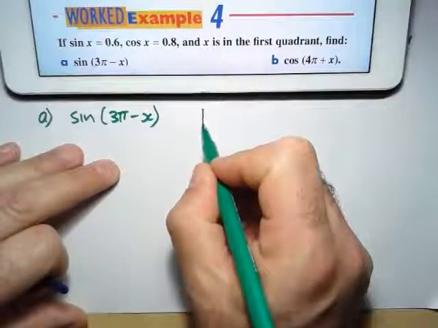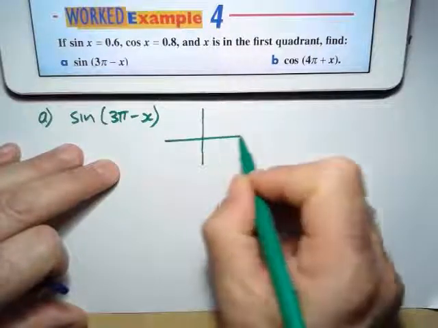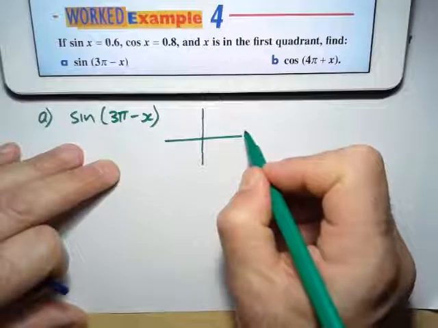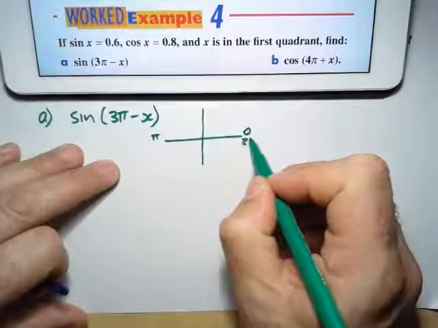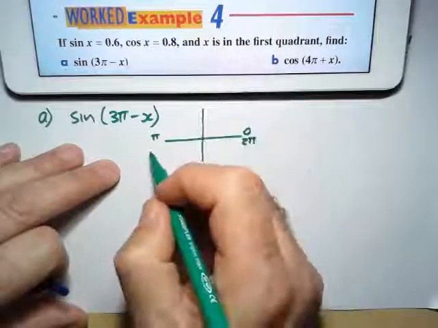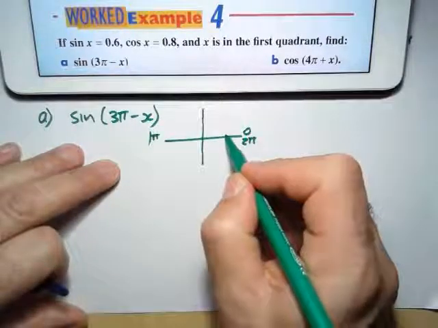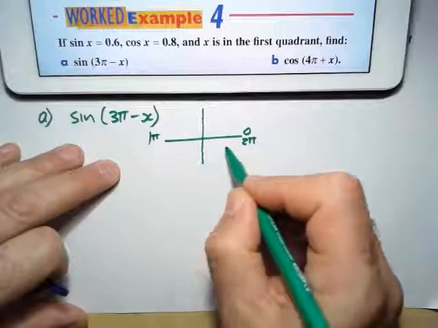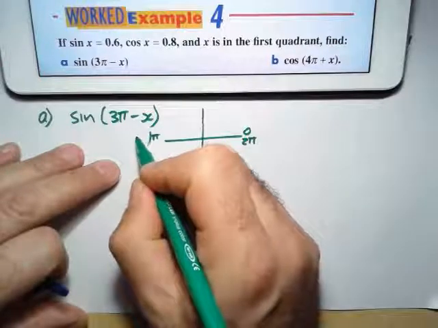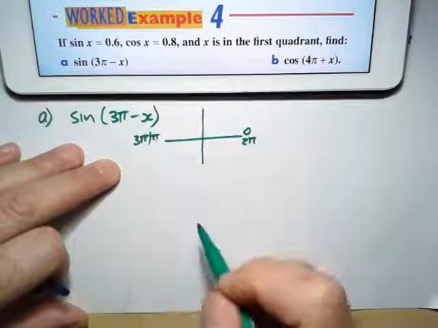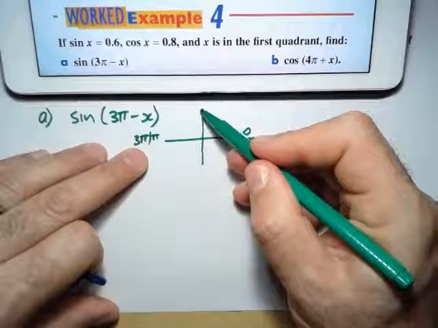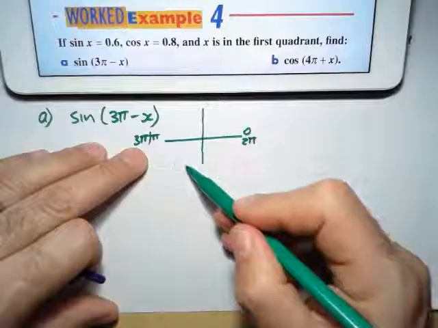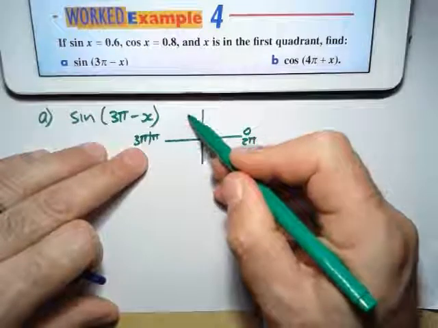Now I can skip a lot of things by just drawing my CAST. So if I have 0, and I go to pi, 2 pi, and now I go around again. So I start here, I go 0, pi, 2 pi, 3 pi. Okay, so pi and 3 pi are the same spot. And I say 3 pi minus x. Now remember, this is going back into the negative direction. This will be 3 pi plus x, this will be 3 pi minus x.